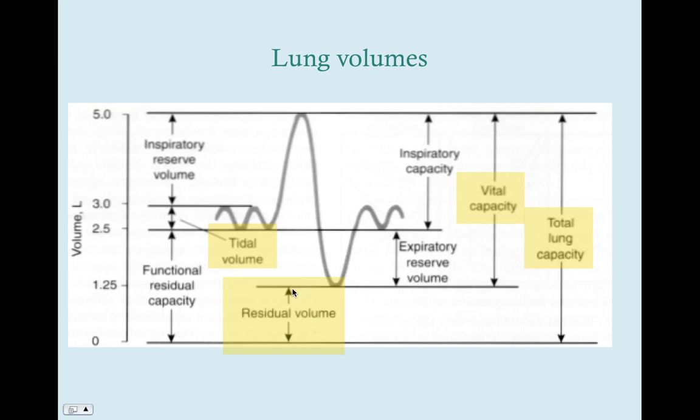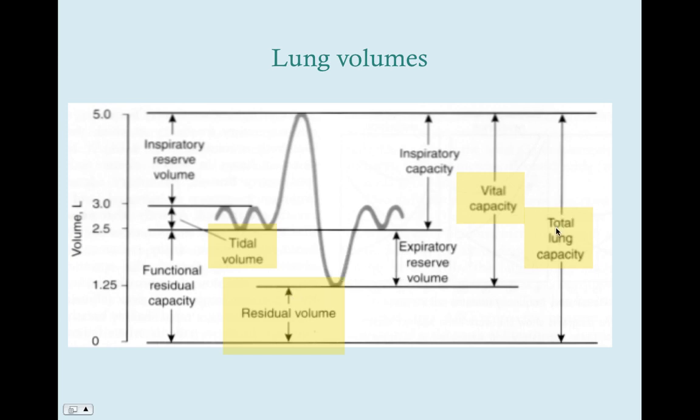We have an amount of air that is always in our lungs, and that is important because it keeps the alveoli from collapsing. So if you were to breathe out all the air that you can breathe out of your lungs, the amount that's still remaining is your residual volume. This graph has it at about 1.25, but it varies based on your size. So that's your residual volume. You can't breathe that out.